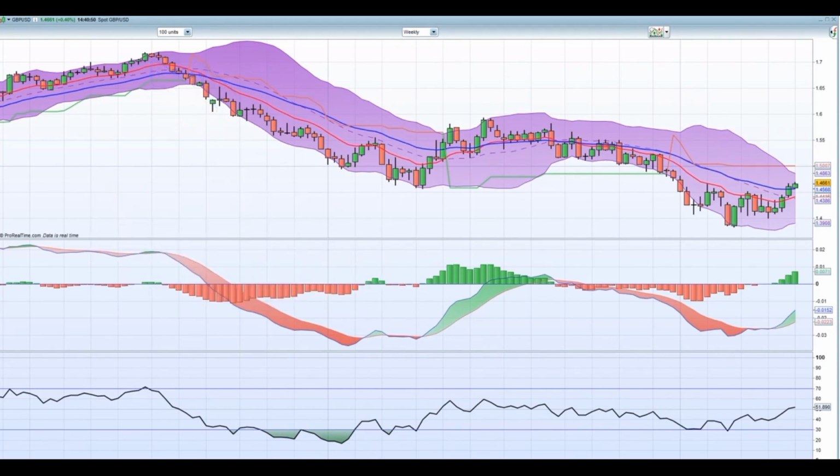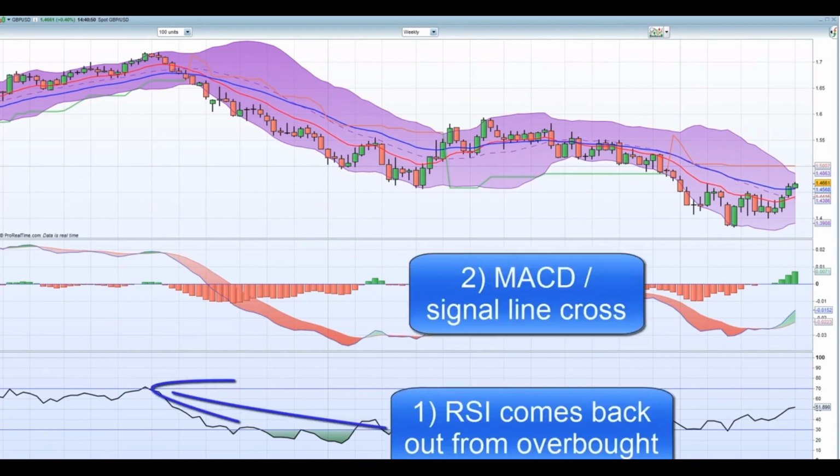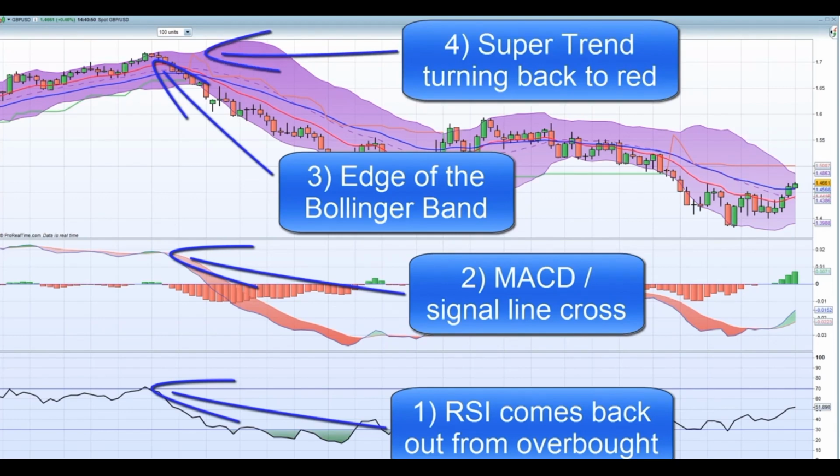So now we have the confluence of 4 indications. We have an RSI coming back out of overbought, we have an MACD cross, we have the market going to the edge of one of the deviations on the Bollinger Band, and we also have the super trend turning back to red.